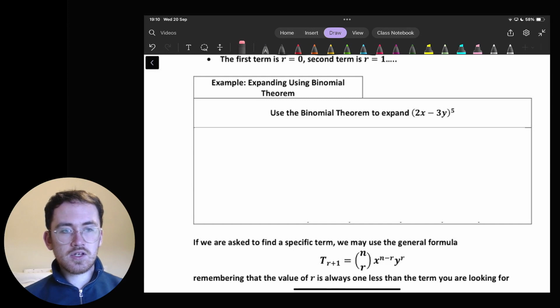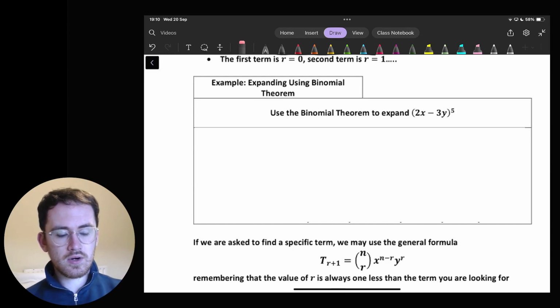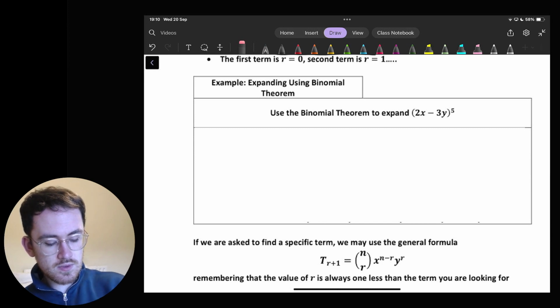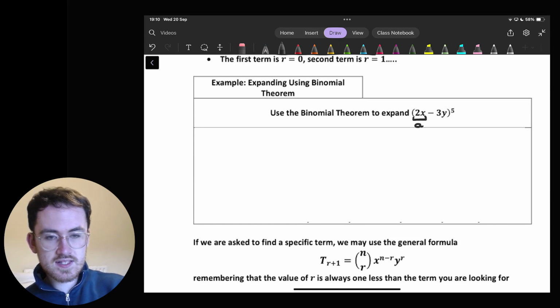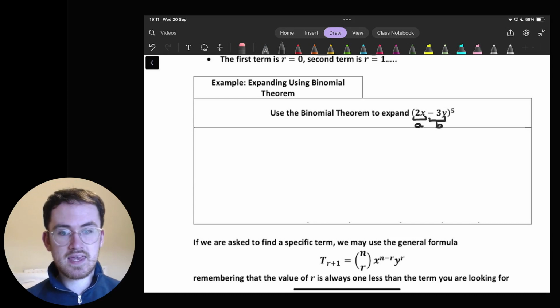So we're using the binomial theorem to expand 2x minus 3y all to the power of 5. The first thing we can do is label our terms here. In terms of using our formula and our theorem, we're going to consider this as being a, and this part as being b, noting that we're taking that minus sign in with the b definition as well.